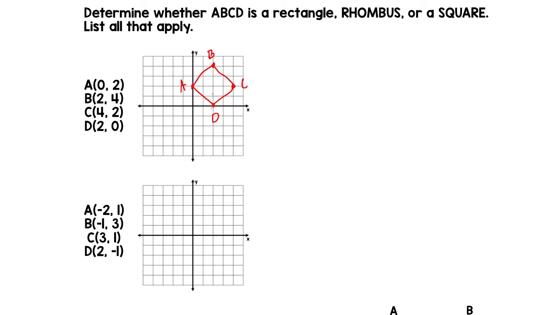So we can't just look at it and say, oh, I know what it is. We have to prove it. Let's look at the slopes. Let's look at the slope of AB. That is 4 minus 2 over 2 minus 0, or 2 over 2. That's 1. Let's look at the slope opposite that, of CD.